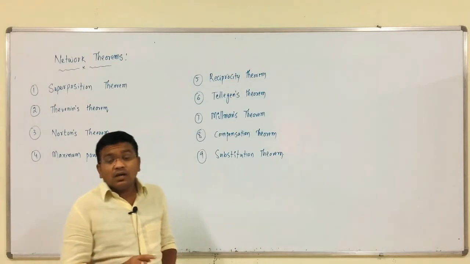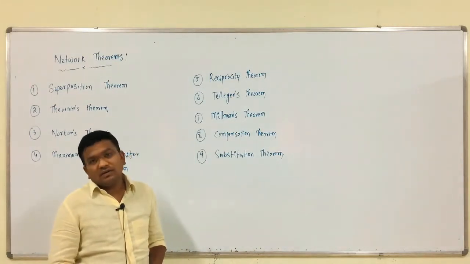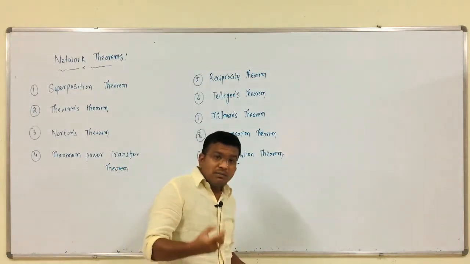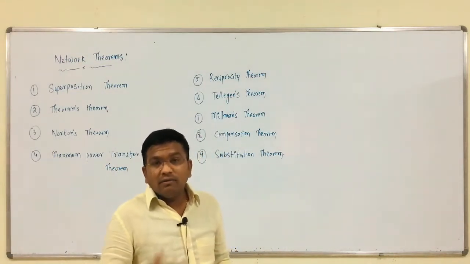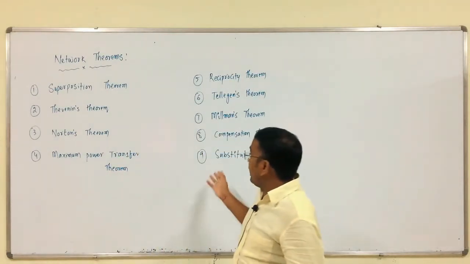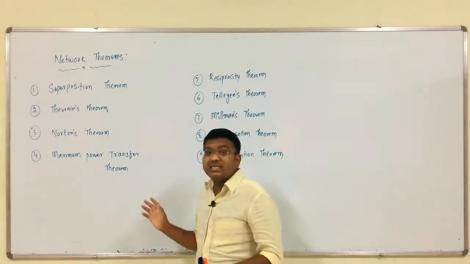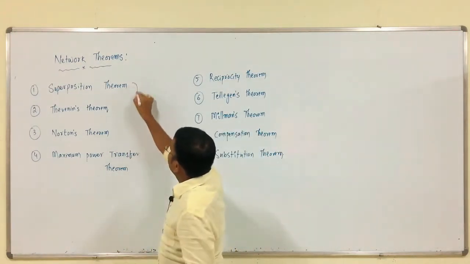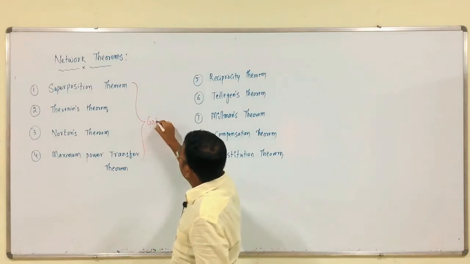Simply in order to simplify the circuit. Which circuit? The more complex circuit. In order to simplify the more complex circuit, we have to use these network theorems. Okay. So, we have a total of 9 types of theorems. Among these 9, only 4 are very important from the GATE point of view.